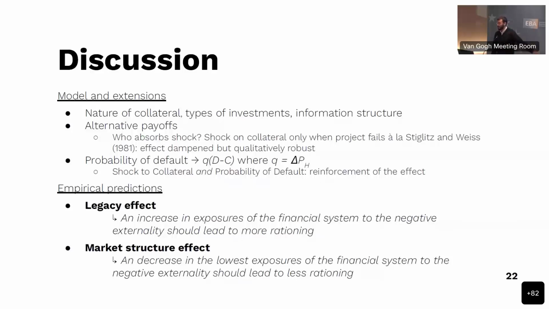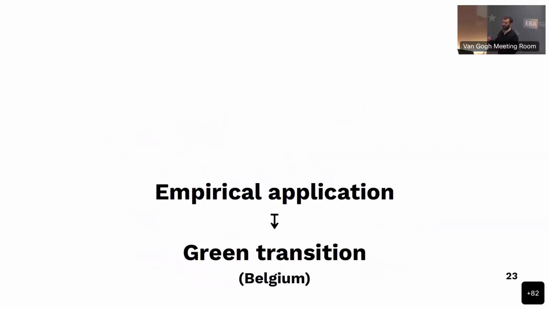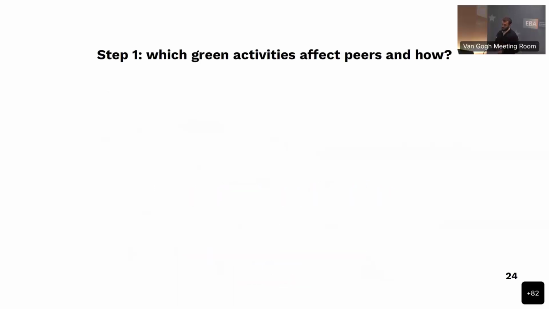And then, related to this last part, we have a market structure effect, which is that any decrease in the lowest exposure of the financial system towards this shock should lead to less rationing. Okay? So now we take these two predictions and we try to apply them in the context of climate change. We use data from Belgium, so we focus on the case of Belgium, which is a highly bank-based, highly homogeneous system, with only 4 banks at the top.